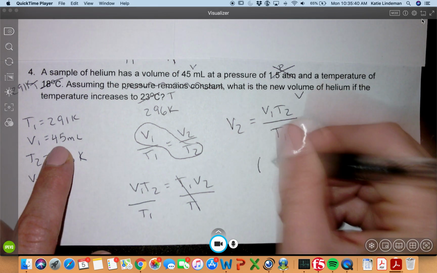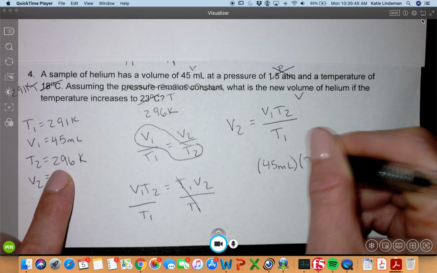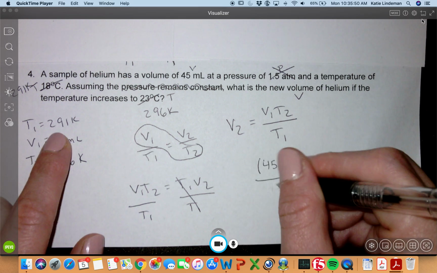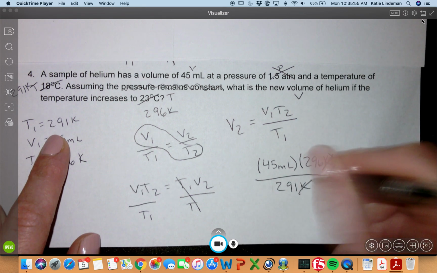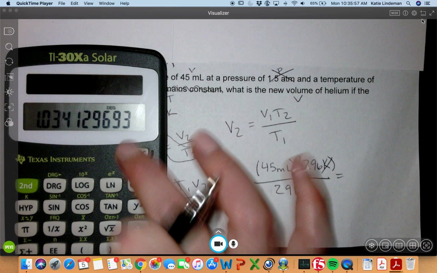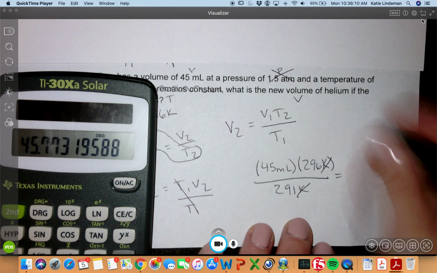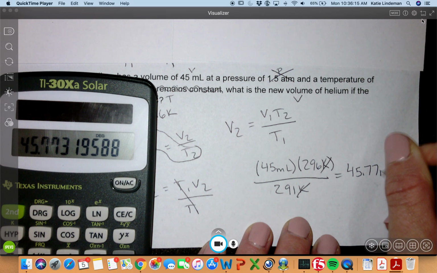So volume 1 is 45 milliliters. T2 is 296 kelvins. And T1 is 291 kelvins. Kelvins cancels out. 45 times 296, and then divided by 291. And we end up getting 45.77 milliliters, always rounding to the 100th.